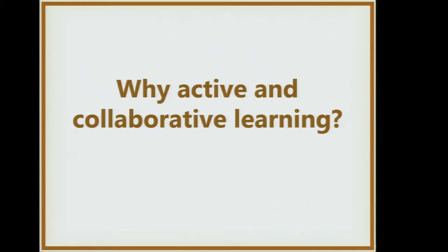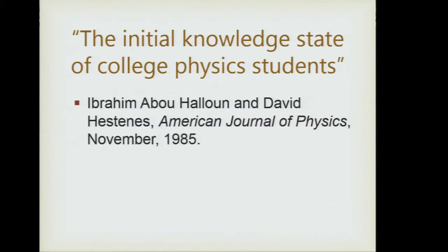So why do you want to do active and collaborative learning? I think you've gotten a little bit of a sense of it just from our introductory exercise. It's because there's some things that in-class classrooms can do better. And in this highly competitive environment, if you can do something better, you want to do it better. So a little bit of background here is there was a very important paper published in 1985 by Halloun and Hestenes about the initial knowledge state of college physics students.